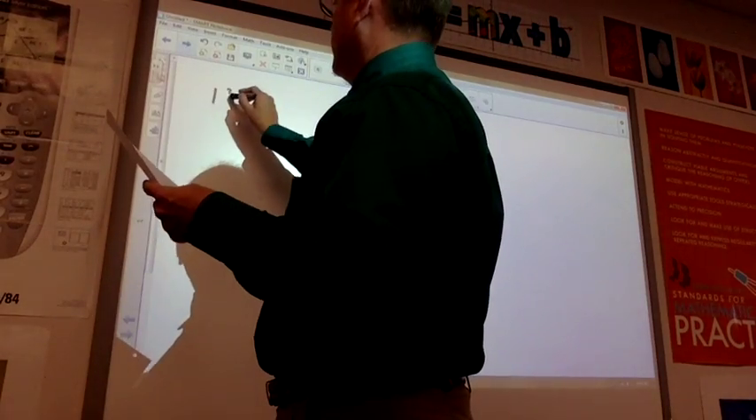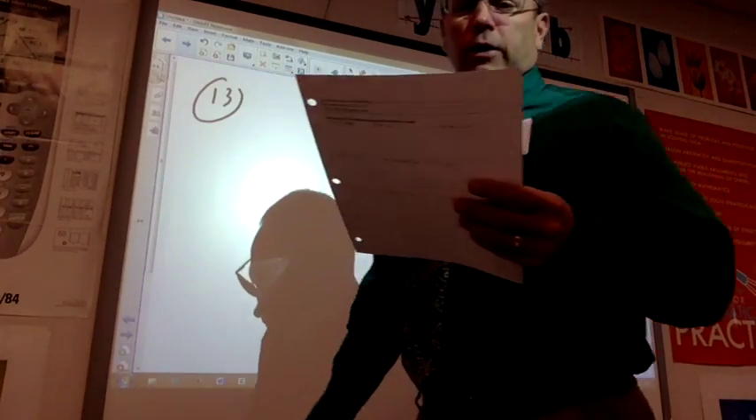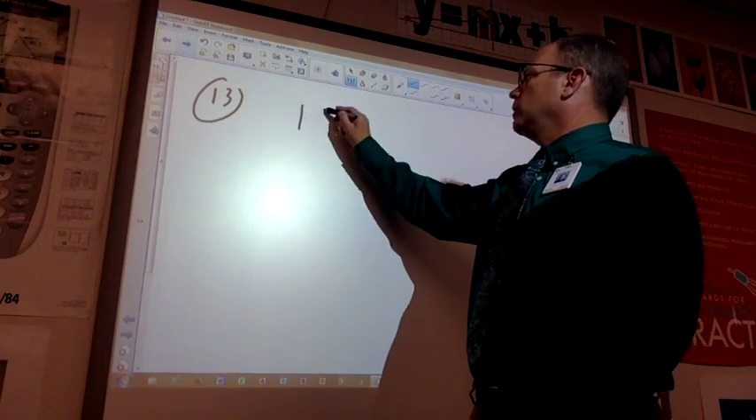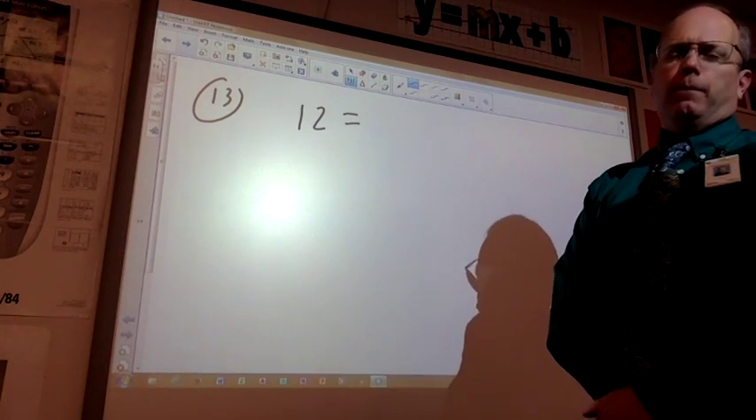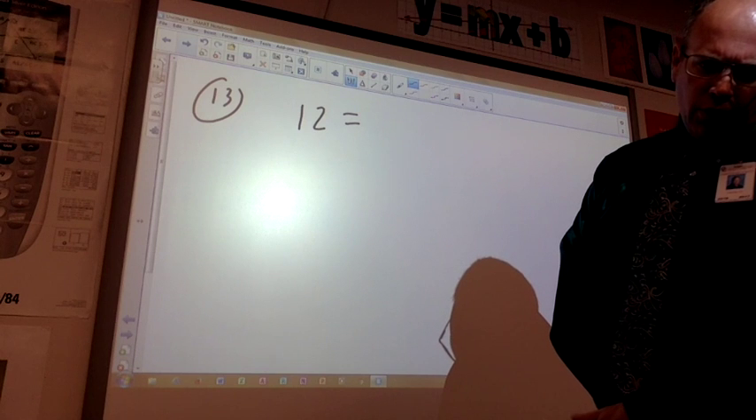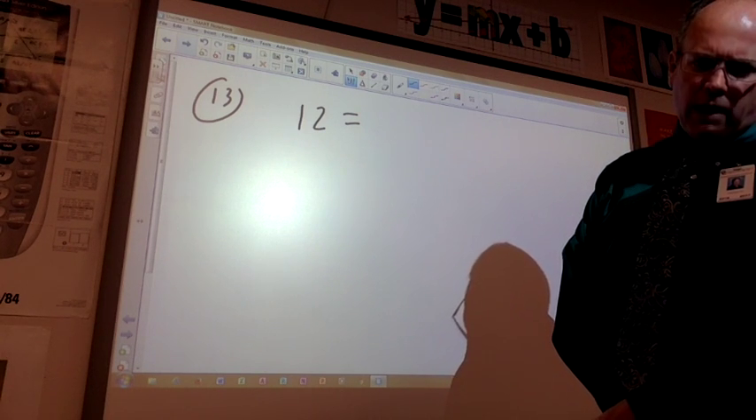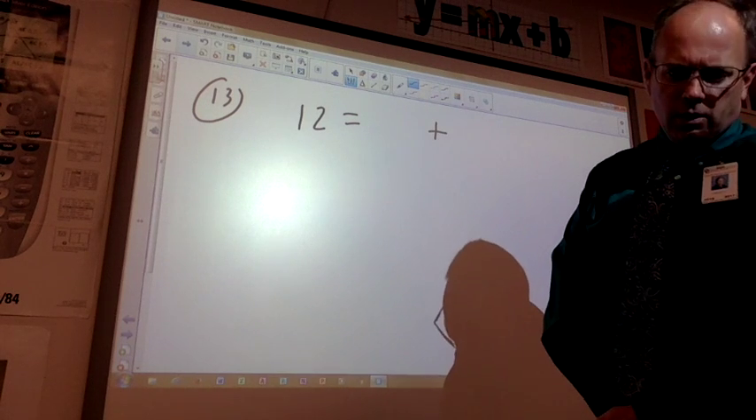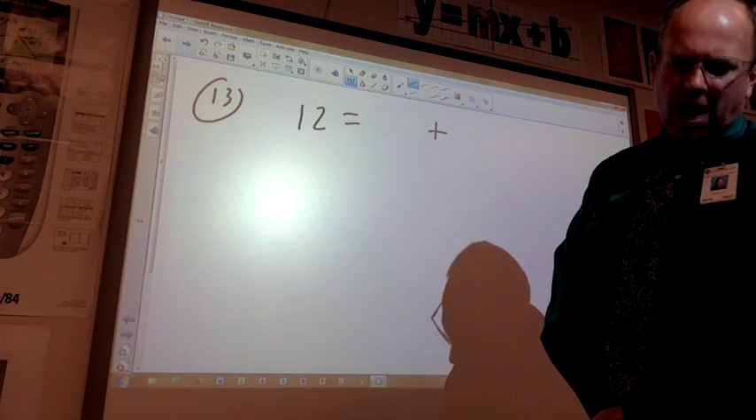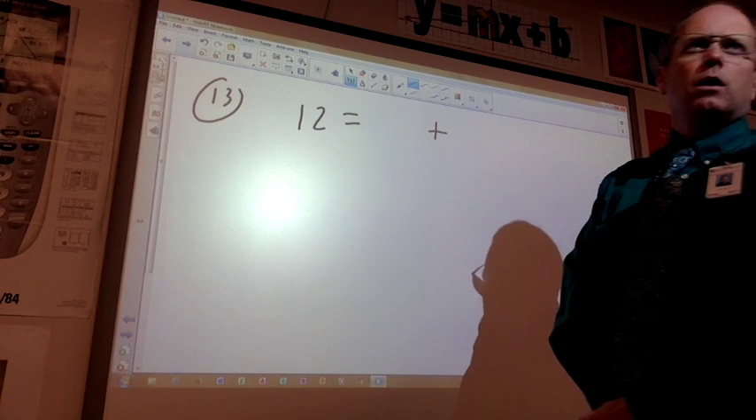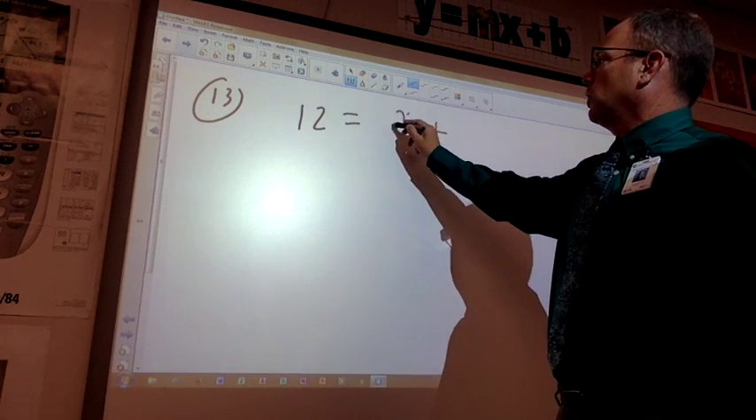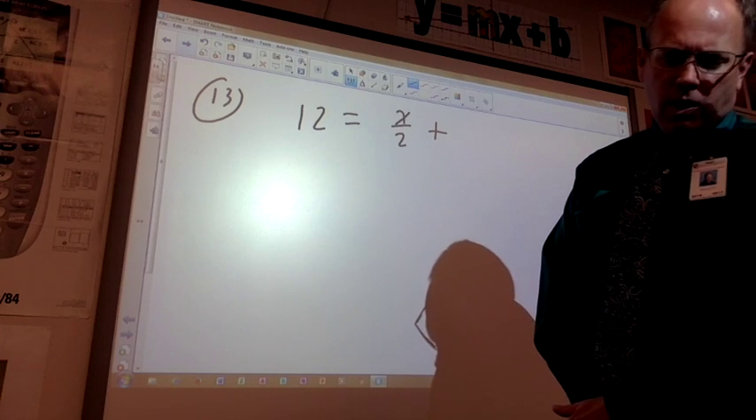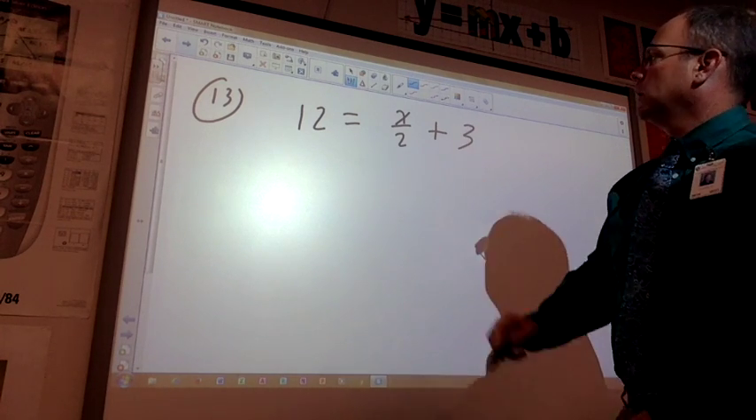So number 13. 12 is equal to the sum of half a number and 3. So what do we know? 12 equals. Anybody stuck at that point? What does sum mean? Addition. So the sum of half a number. How do I do half a number? 1 half x or x over 2. 1 half x is the same thing. And 3. There we go.